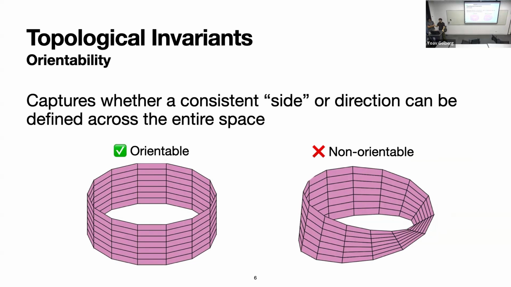If you're an ant and you're walking on the inside of the cylinder, you'll never reach the outside, and vice versa. But the Mobius strip on the right is non-orientable. It can't really be divided that way. If you're an ant, you can walk around it all over and reach from each point to the other. And again, if you stretch or bend space and it has sides, it's still going to have sides. So this is a topological invariant.